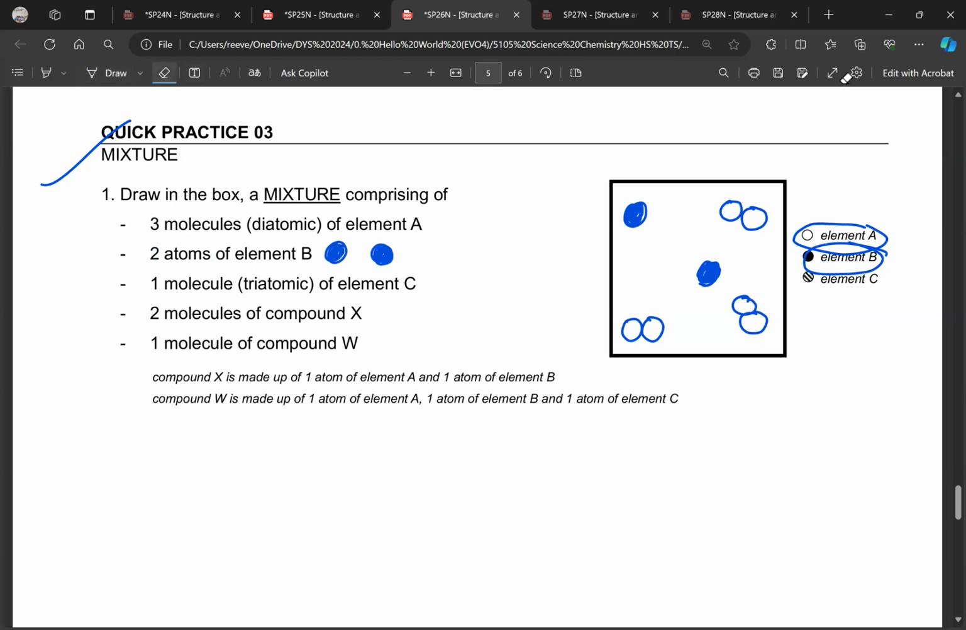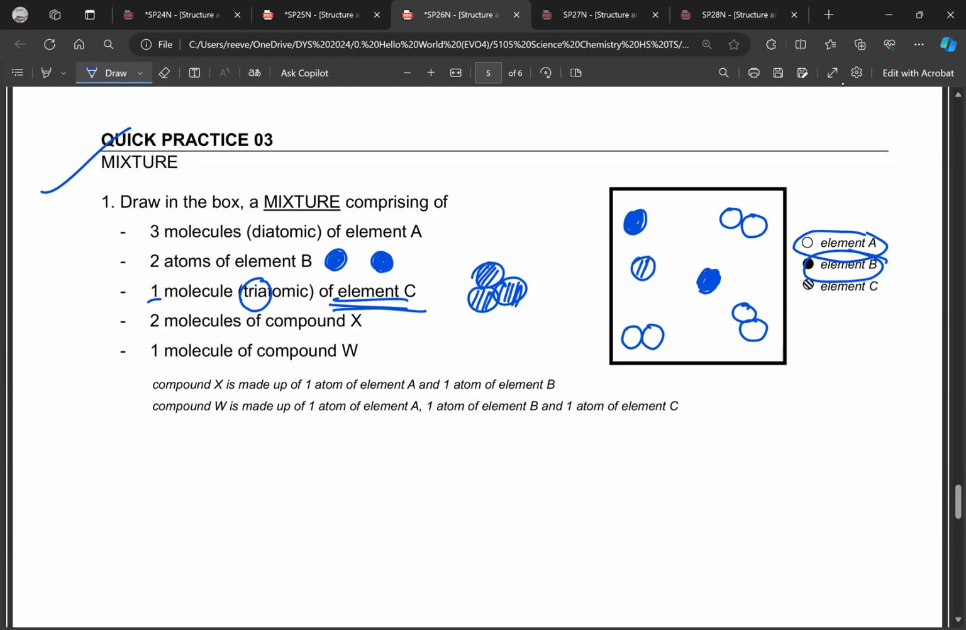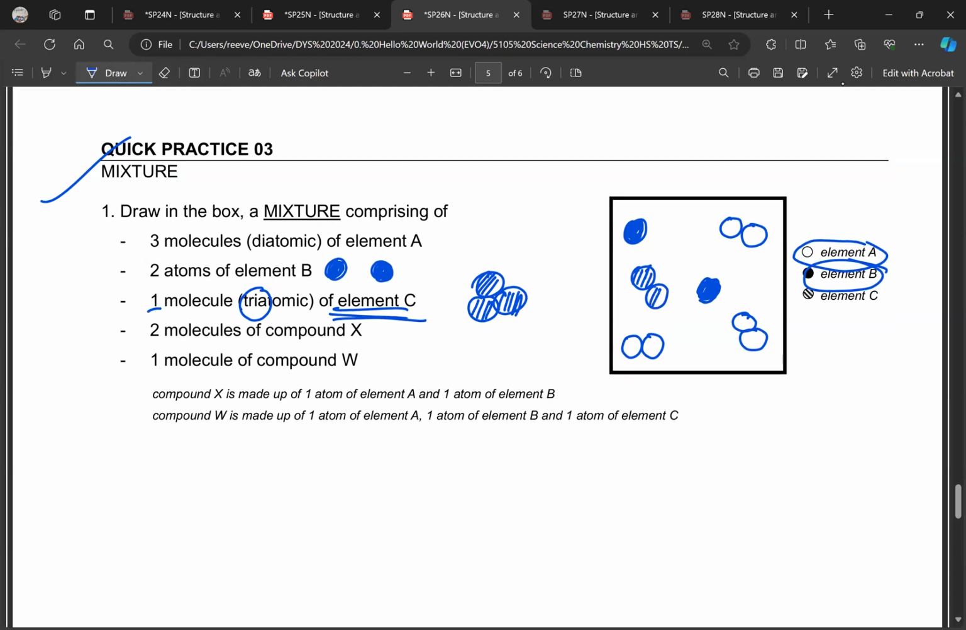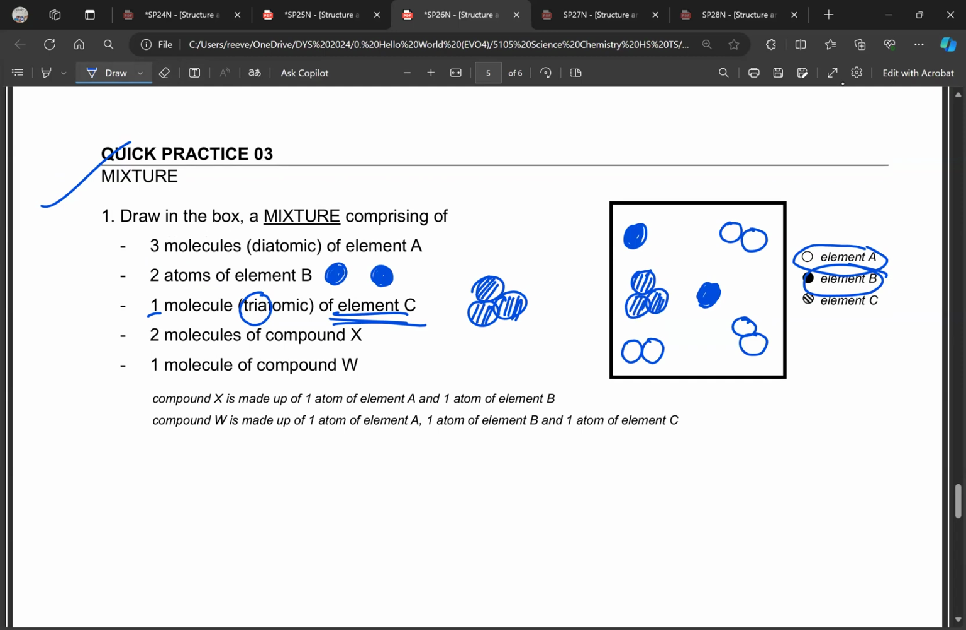Next, triatomic. Okay, underline many times. Underline is still element. Don't go and try funny things. So element C means only one design. And I want triatomic, so you draw triatomic, 3 things together. And I only need 1 of it. So I just draw 1, 2. Triatomic, but only need 1 of it. One molecule inside has 3 atoms, all the same. Okay, can I erase?